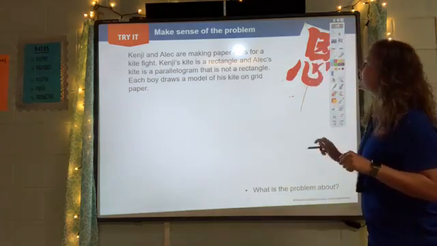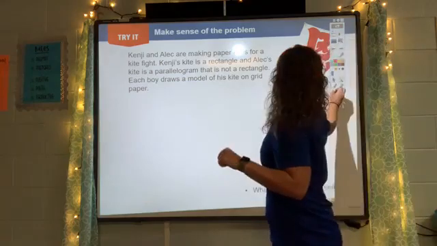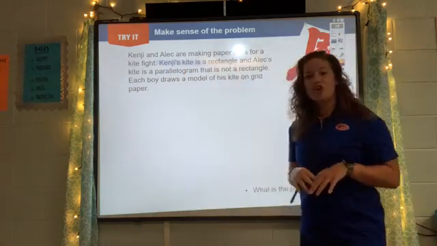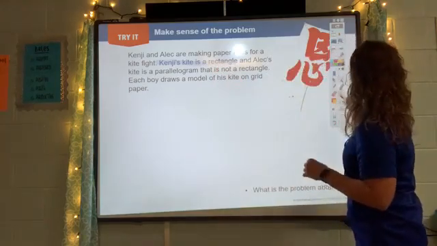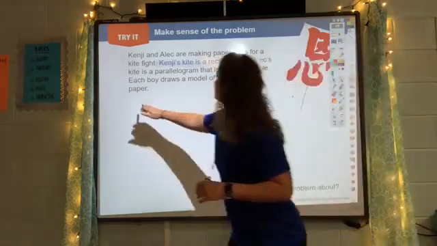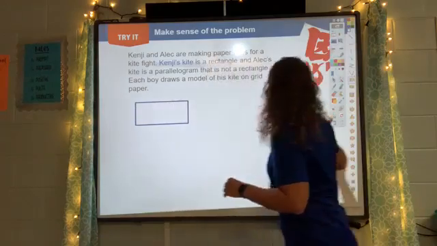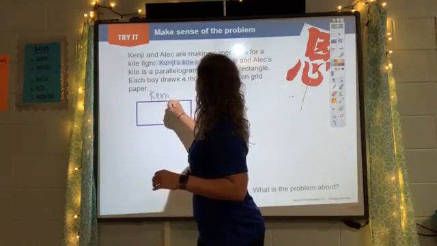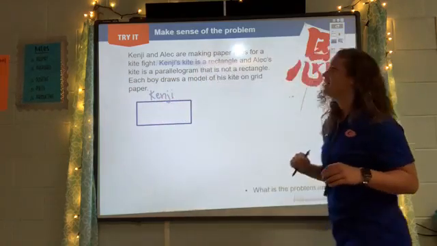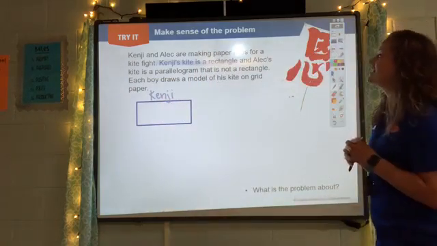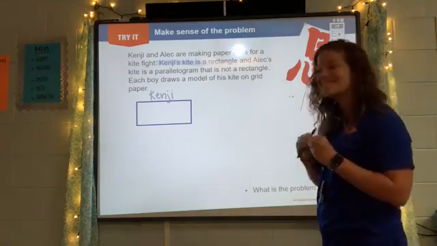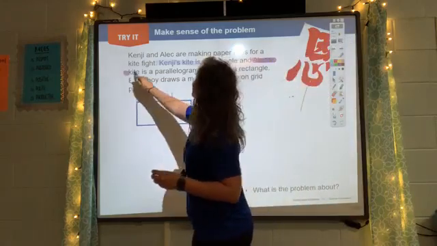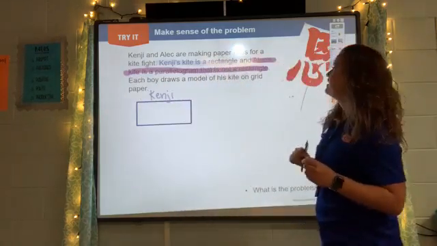So if we're looking at this, we know that Kenji has a rectangle. So let's go ahead and draw that rectangle. So I have my rectangle there, which is Kenji's. Now, we know Alec's kite is a parallelogram that is not a rectangle. So that looks like some important information. We're going to go ahead and highlight that, okay?